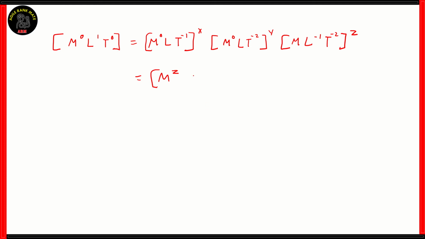Now for length, if we look at it, we have 1 times x, 1 times y, and minus 1 times z. Since they all have the same base and they're multiplied together, the exponents are added. So L's exponent becomes x plus y minus z. And finally, for time, it'll be minus 1 multiplied with x, minus 2 multiplied with y, and minus 2 multiplied with z. So basically, you have minus x, minus 2y, minus 2z.